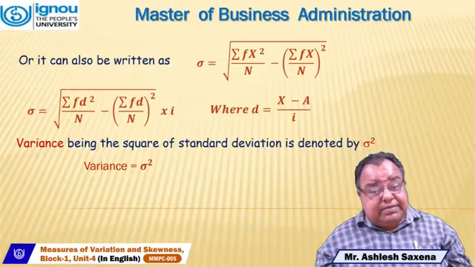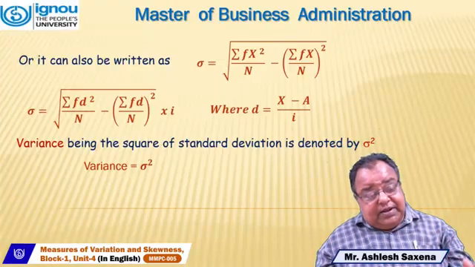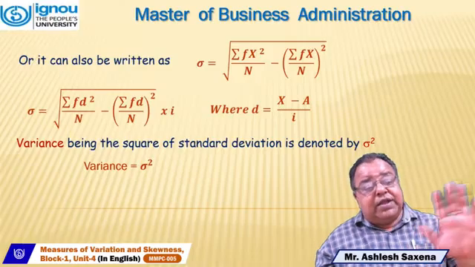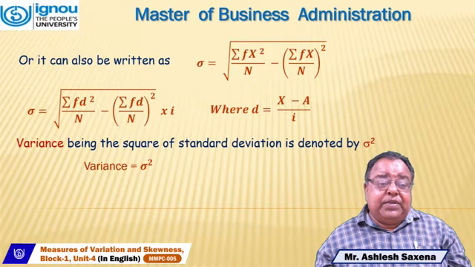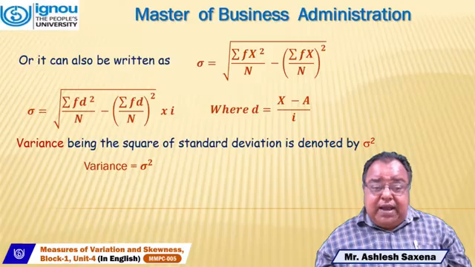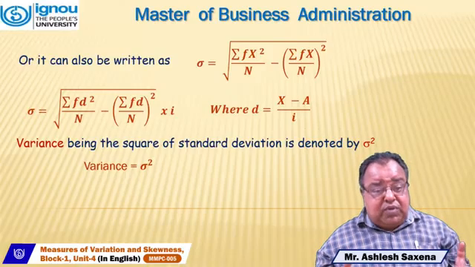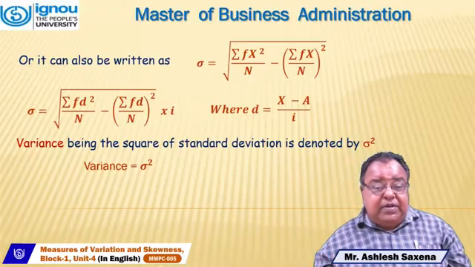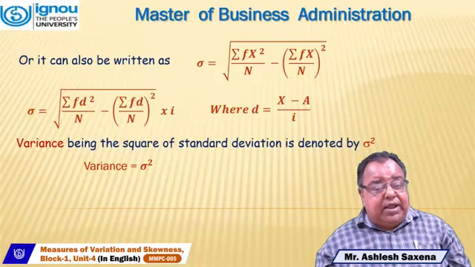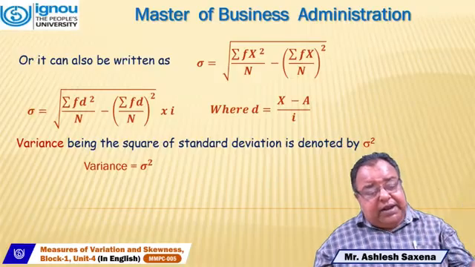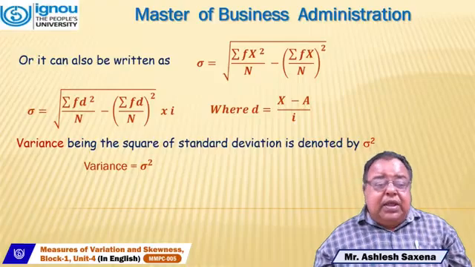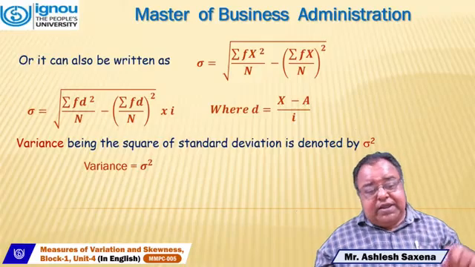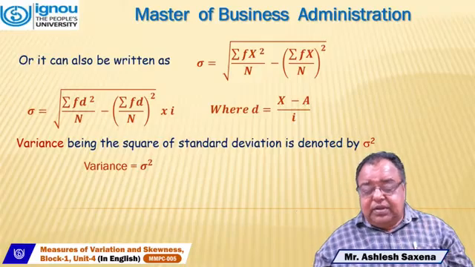If we are using deviation or assumed mean, in that case the formula will become the under root of summation fd square upon n minus summation fd by n whole square, into i, where i is outside the under root, and d is equal to x minus a upon i. Similarly, variance, being the square of standard deviation, is denoted by sigma square. So variance is equal to sigma square.